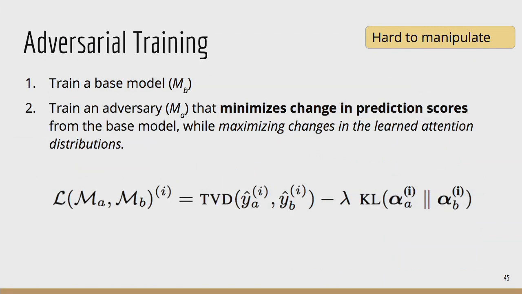In our adversarial training, we first proposed to just train a base model, which is the simple LSTM with the added attention layer on the classification task. And then we want to train an adversary that minimizes the change in the prediction scores from the base model, which is indicated by the first term here, the total variation distance, while maximizing the changes in the learned attention distributions, which is indicated by the second KL term, the negative KL term, in this loss function. And then, of course, these are competing objectives in some sense, so we added a lambda parameter to control the trade-off.